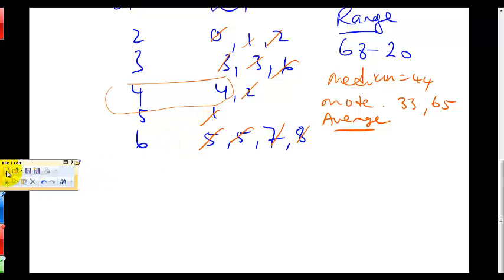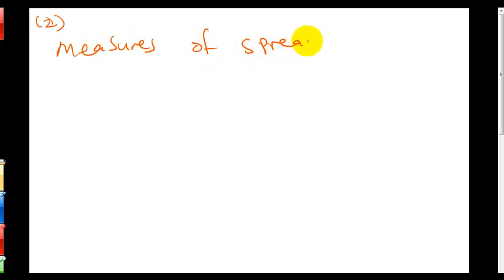I reckon new page, because it's a hot topic now. All right, now we're going to look at part 2. Measures of spread. So we have median.